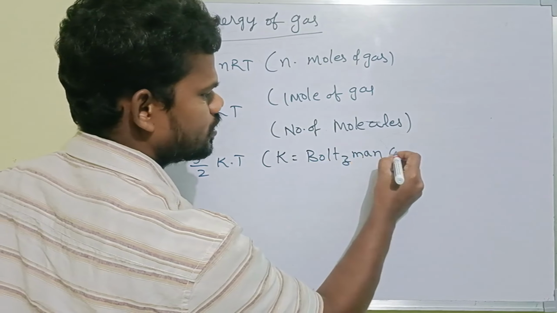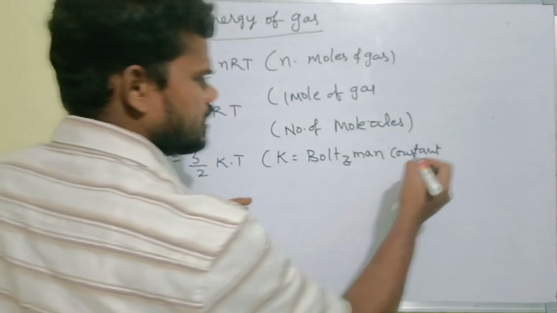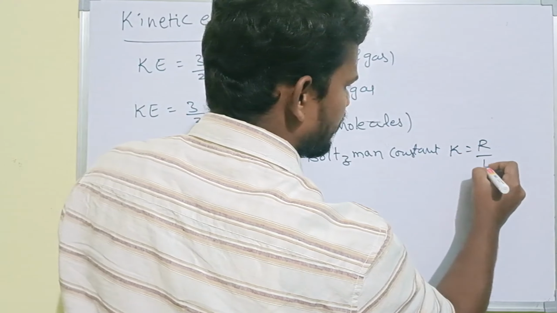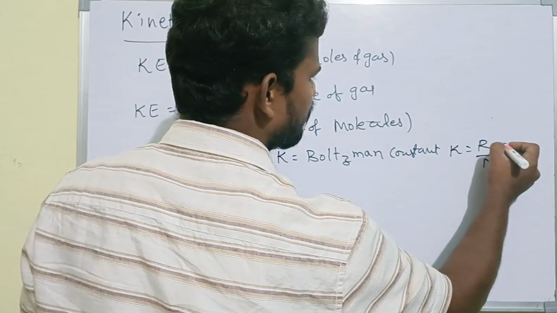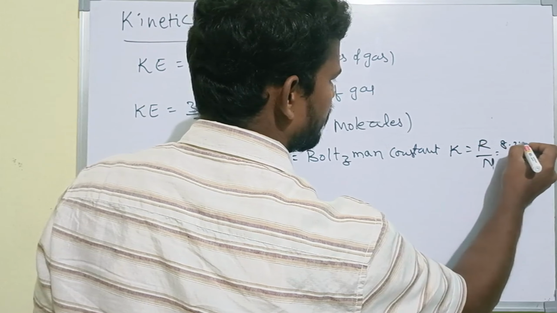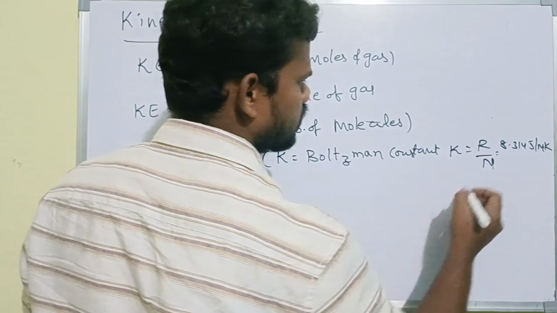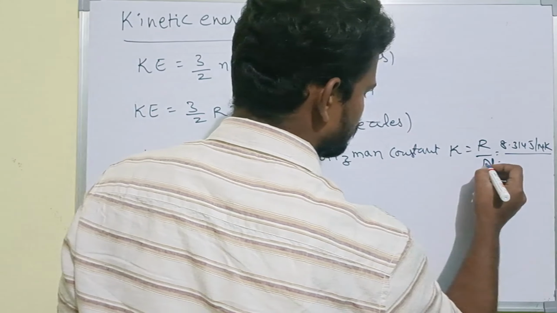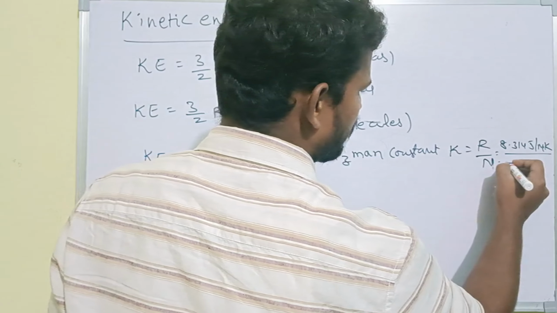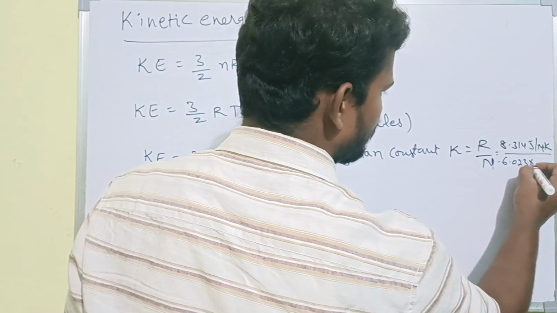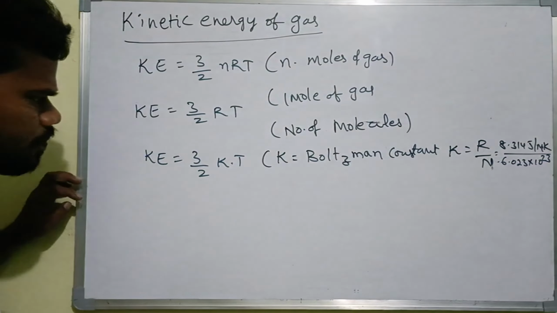Boltzmann constant. K is nothing but the Boltzmann constant, so K equals R by N. R is the universal gas constant, and N is the Avogadro number here. The R value we are using here is 8.314 joule per mole Kelvin, and N is the Avogadro number, 6.023 into 10 power 23.